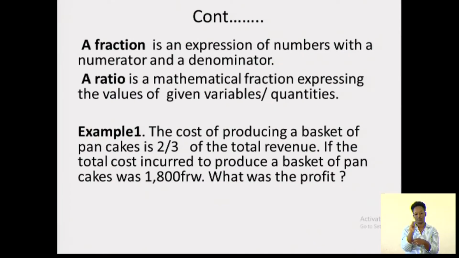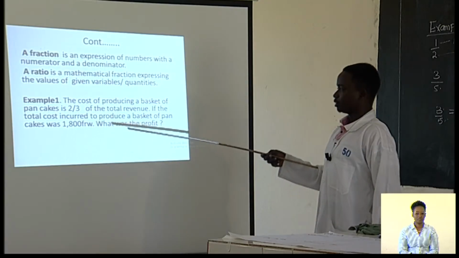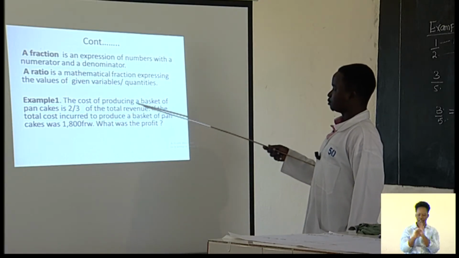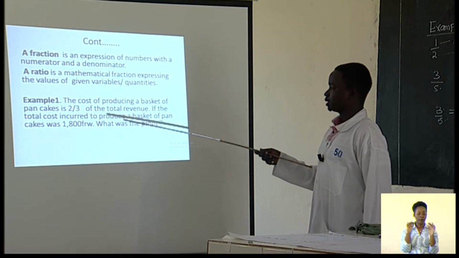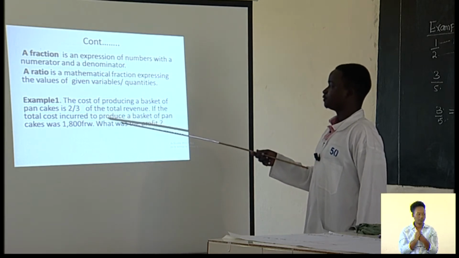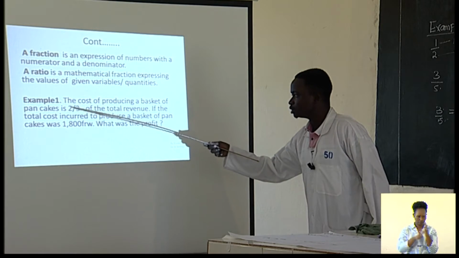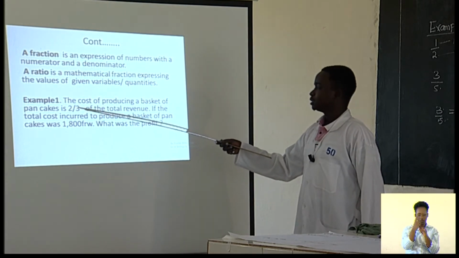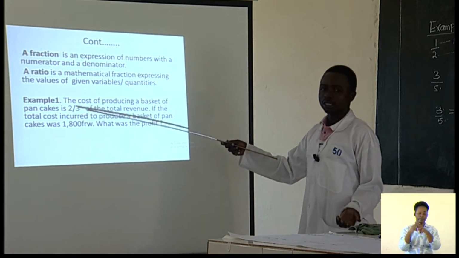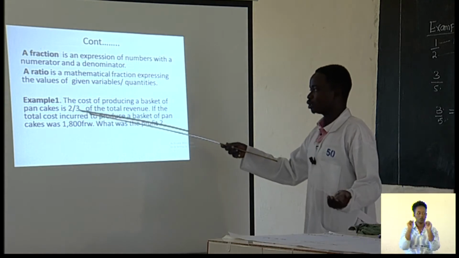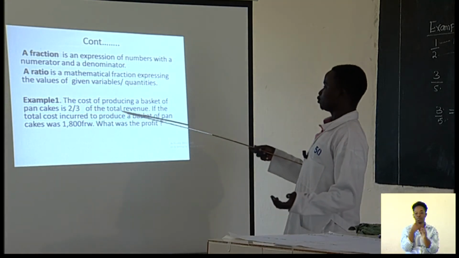We have our example 1. I want us to write this example, then we try to see how we can work it out. The cost of producing a basket of pancakes is 2 out of 3. You see now this is a fraction, 2/3, of the total revenue.